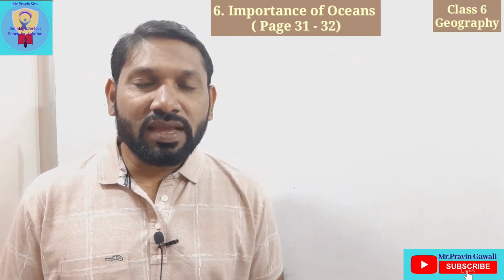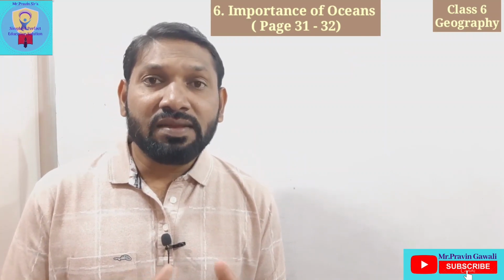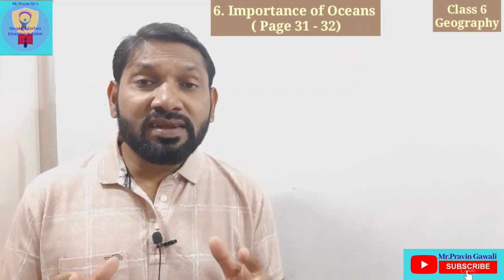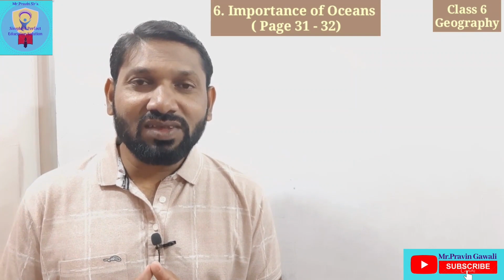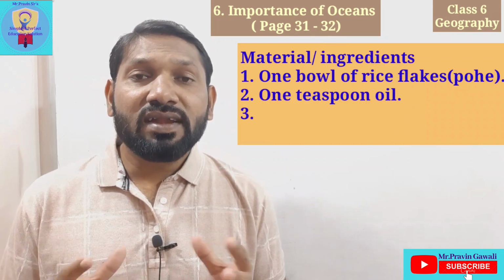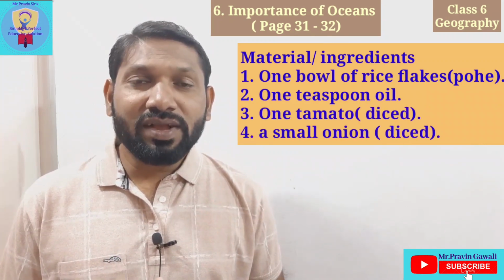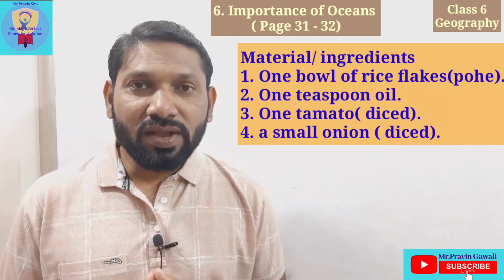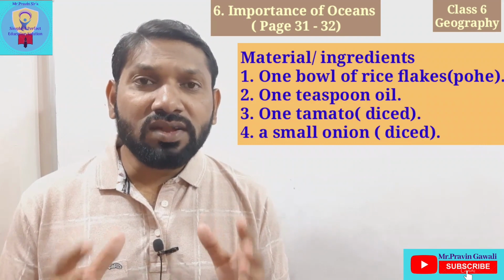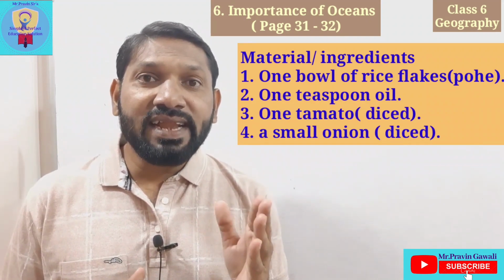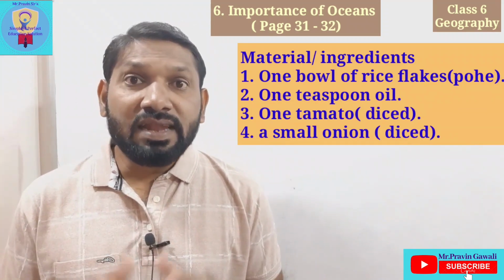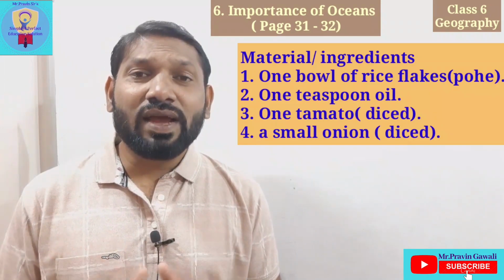Okay students, let's begin with the activity. Before beginning, first of all I would like to tell you what material we require for it. We will be requiring a bowl of rice flakes, that is pohe. If it is wet, it is good. We also need 1 teaspoon oil, 1 tomato and onion, sliced or diced, and chili powder to taste. So let's do an activity now.